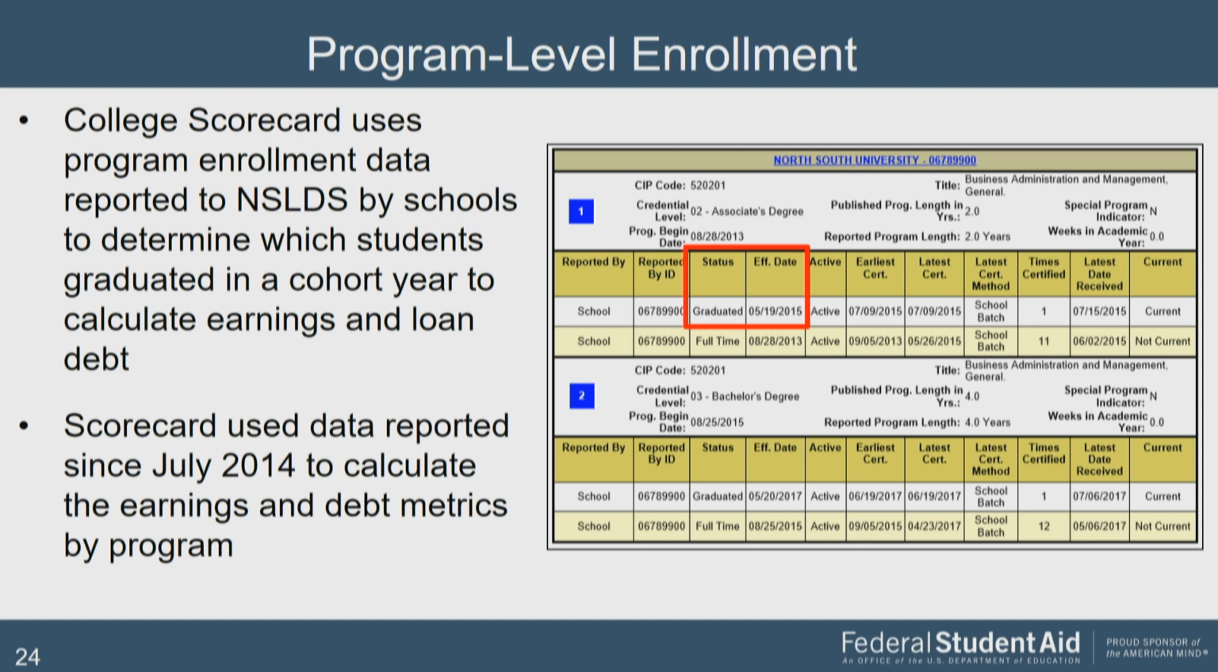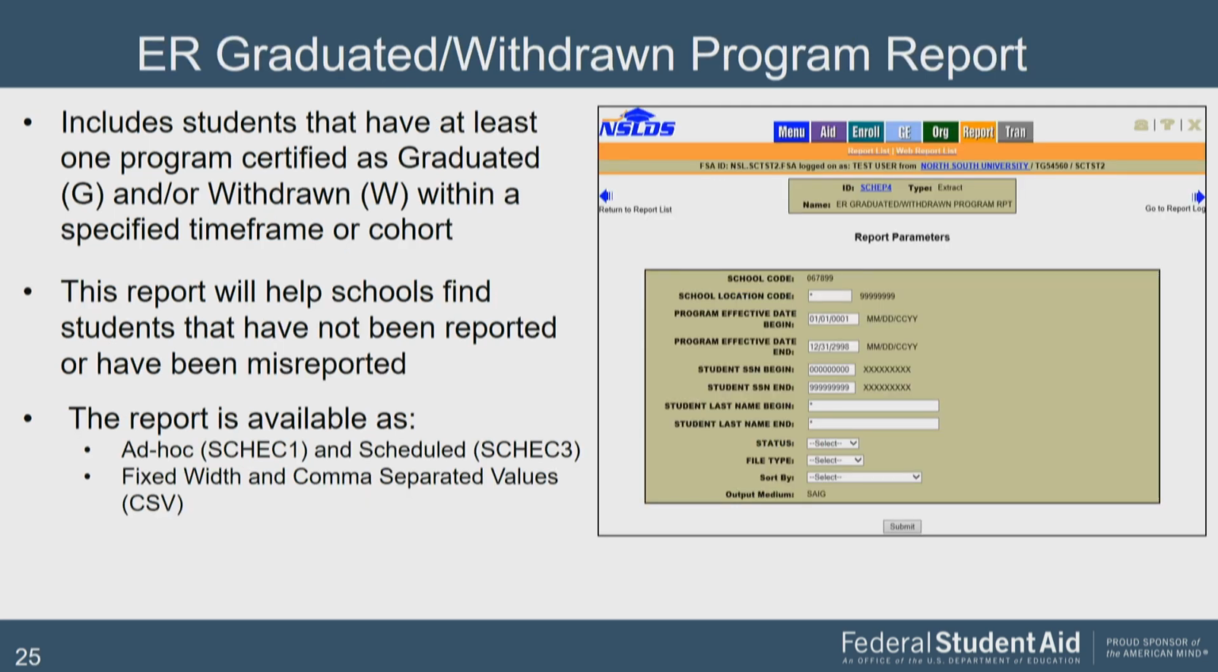It also shows the CIP, the title of the program, in addition to the credential level, published program length, whether or not it's a special program, the program begin date, and the history of the student's enrollment status changes for each of that student's programs. In this example, we see a student who was enrolled in program CIP 520201, full-time, starting August 28th of 2013, and then graduated on May 19, 2015.